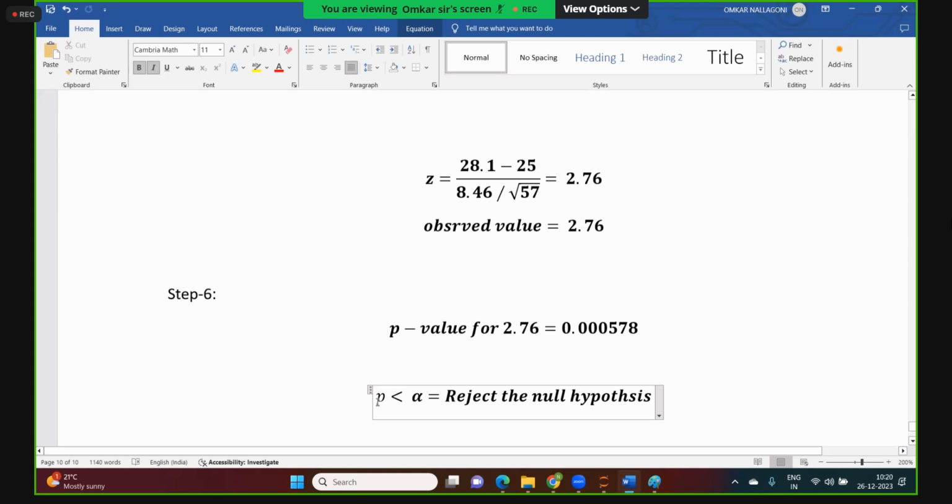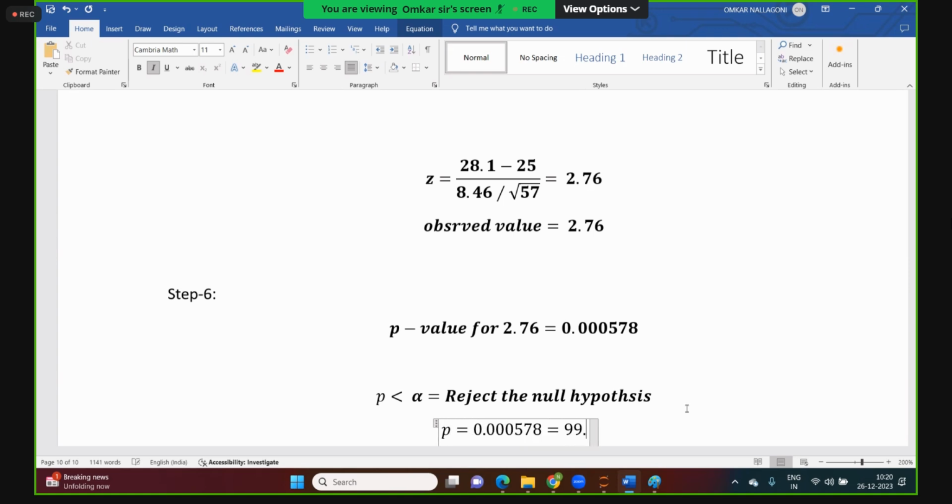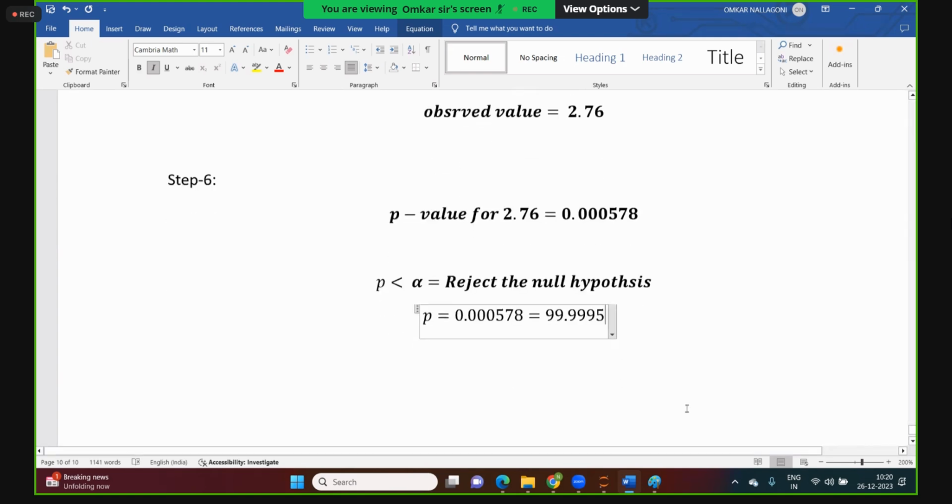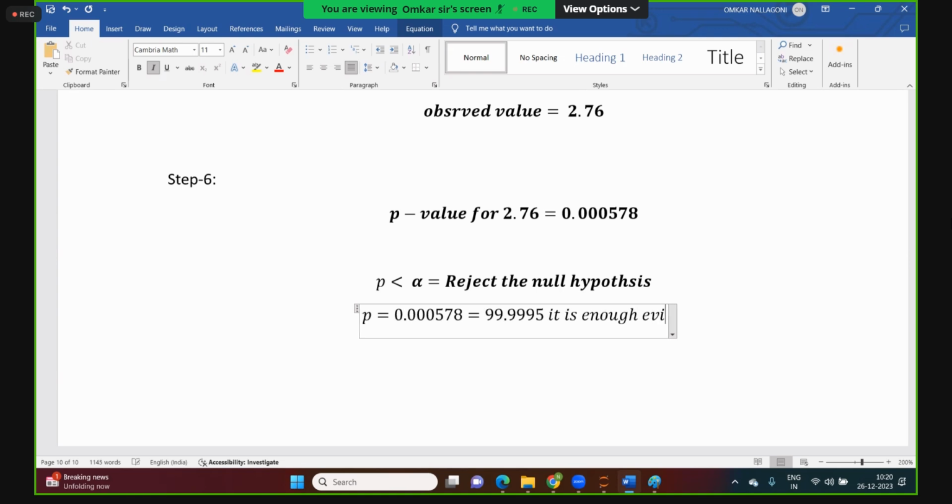What is the meaning? P is giving enough evidence. So P means how much? 0.00578 means how much evidence it is giving? It is giving almost 99.995%. Can I assume that? No. It is enough evidence against the null hypothesis. That's why we are rejecting the null hypothesis.